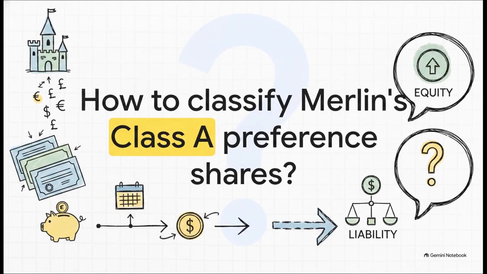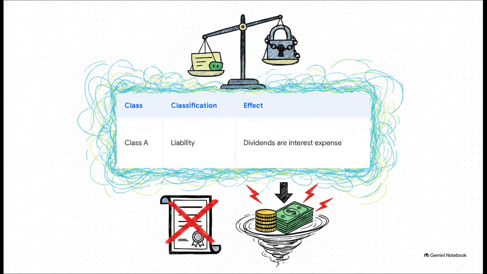Okay, let's do a quick exam simulation. I want to test your knowledge with a real scenario pulled straight from your Week 7 practice solutions. Imagine a company, Merlin, issues Class A preference shares. These shares have a contractual, fixed future redemption date where Merlin must buy them back for cash. Think about it for a second. Is this a liability or is it equity? Got your answer? It's a financial liability.